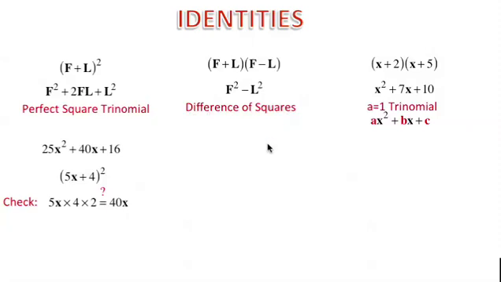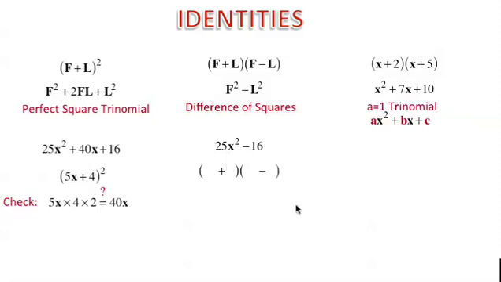All right, let's look at the difference of squares. It's just a little tiny bit easier. All you have to do is check whether the first term is a perfect square. 25x squared is a perfect square: the square root of 25 is 5, and the square root of x squared is x. The square root of 16 is 4. So the first term is a perfect square, the last term is a perfect square, and there's a sign difference. In this case, the second one is negative and the first one is positive.